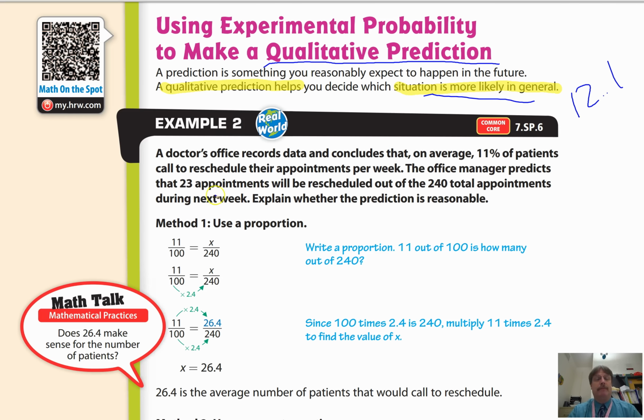So in reading example 2, a doctor's office records data and concludes that on average 11% of the patients call to reschedule their appointments per week. The office manager predicts that 23 appointments will be rescheduled out of 240 total appointments during the week. Explain whether the prediction is reasonable, okay? So we have to do the work, and then we need to do an explanation about it.